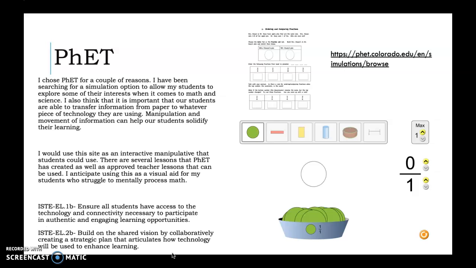I think it is important that our students get to witness these things, and I think it's also a way for students to be able to transfer information from paper to whatever piece of technology we are using to create a deeper connection with that content with the connections in our brain. This website has teacher-created lessons that you can use, as well as the simulation.